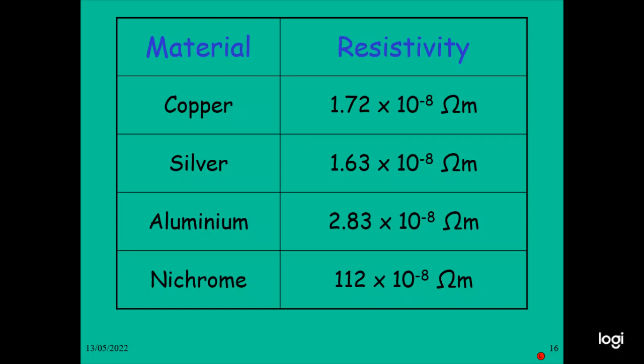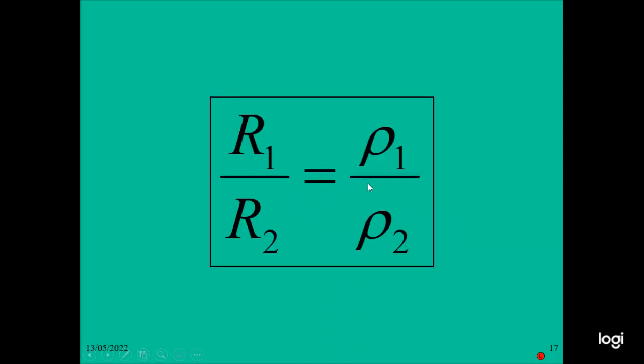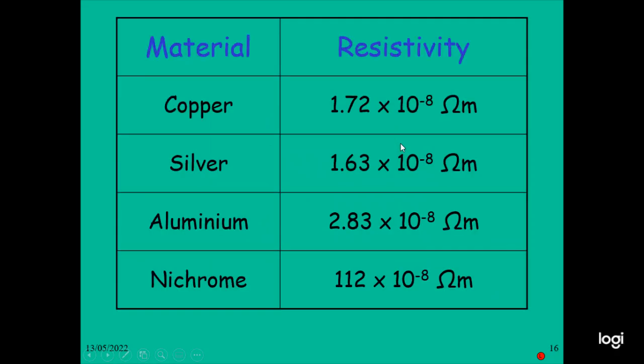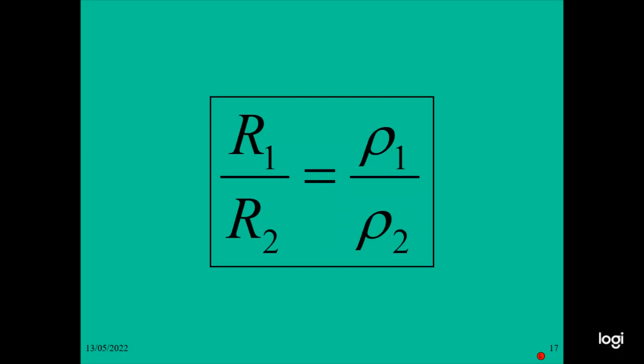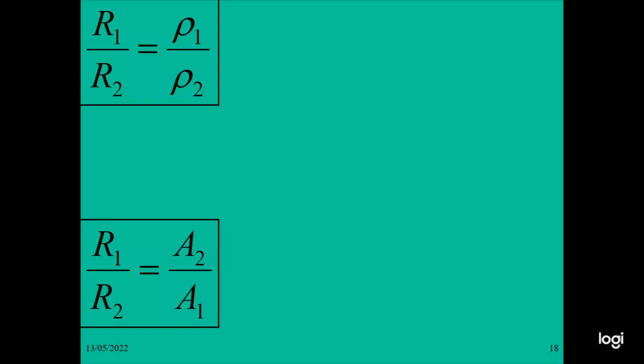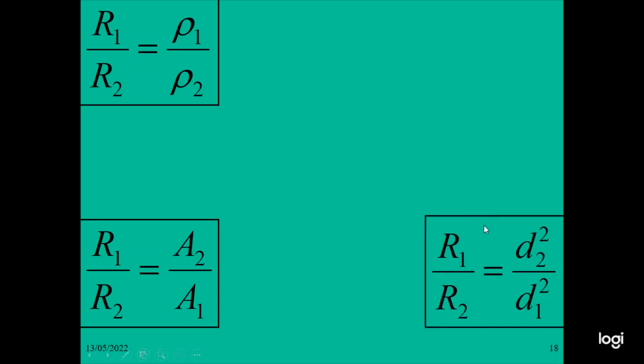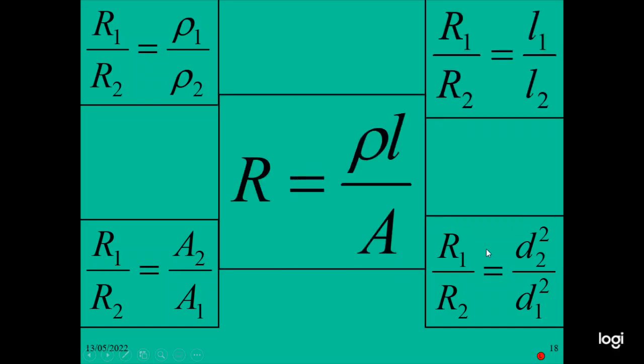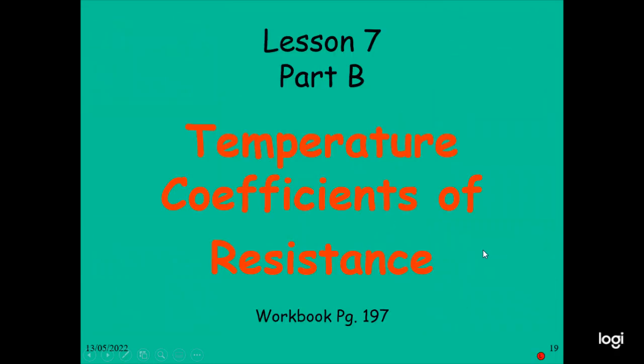For materials like copper, silver, aluminum, nickel, they have their resistivity. Therefore, when you compare two resistances, we have to compare the resistivity. By comparing the resistivity, you can compare the resistance. So R1 with R2 is rho 1 and rho 2. R1 with R2 is A2 by A1. So R1 with R2 is D2 squared by D1 squared. So R equals rho L by A, so we don't need to substitute.